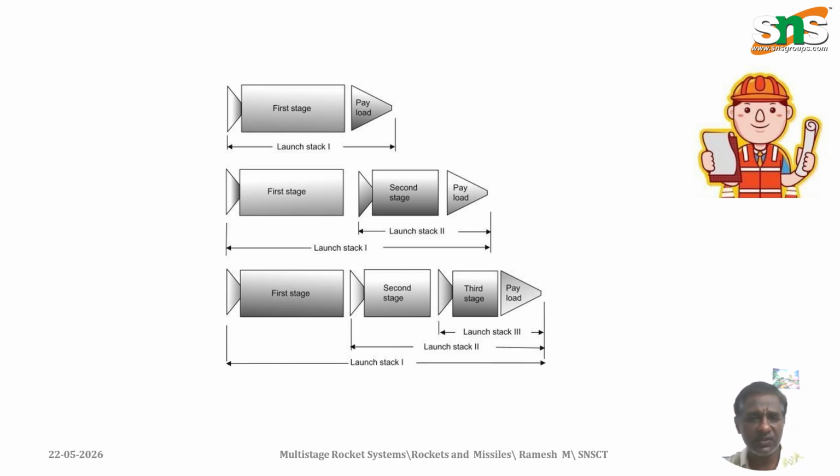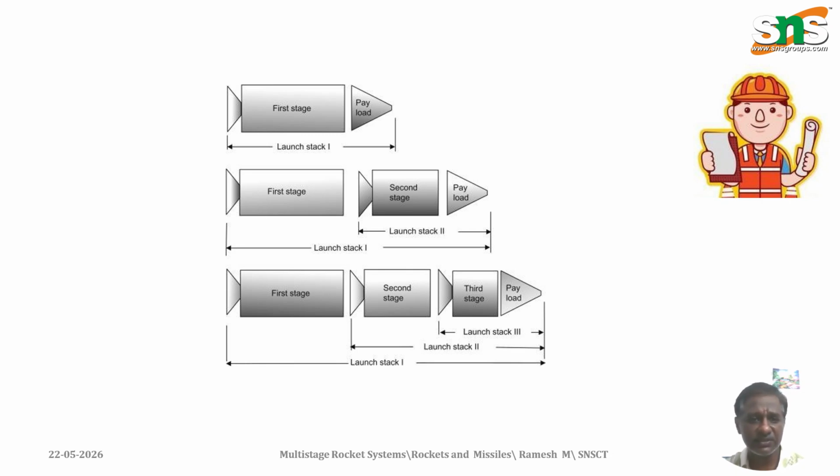In the first configuration shown at the top, a single stage rocket system is represented. This arrangement consists of only one propulsion stage attached directly to the payload. The entire launch stack includes the first stage and the payload section. In this system, the same stage must perform all operations such as lift-off, atmospheric ascent, acceleration, and payload delivery.